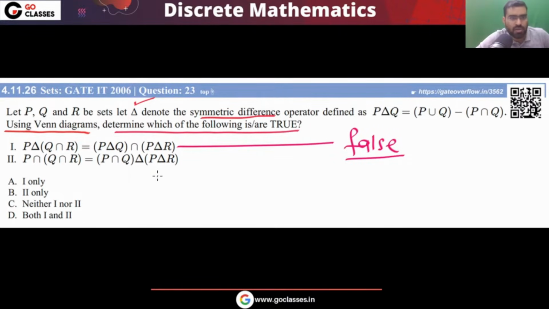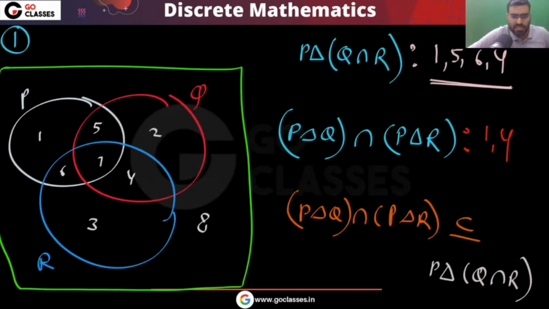The option number 2, that is something different. So let's check. P intersection Q intersection R, that is very simple, right? This is simply P intersection Q intersection R. This is the common part. We have to check this. What is this? P intersection Q, symmetric difference, P symmetric difference R. So let's check it out.